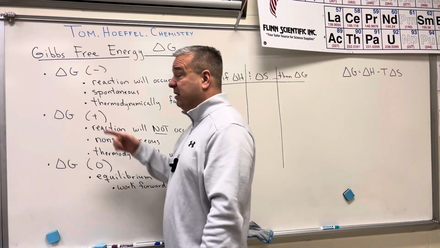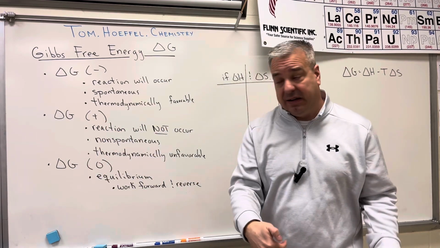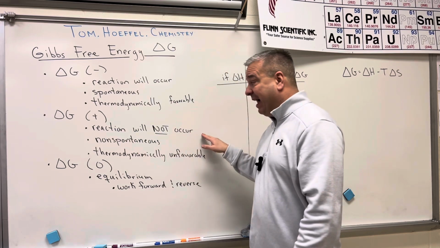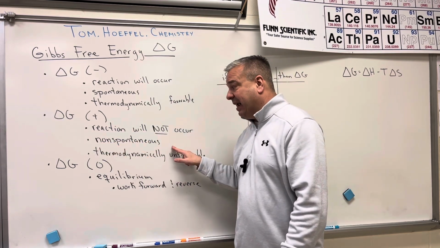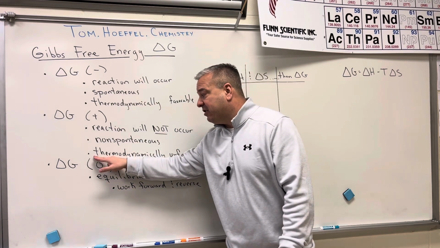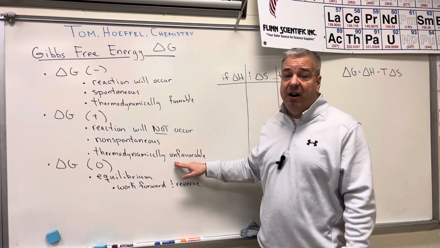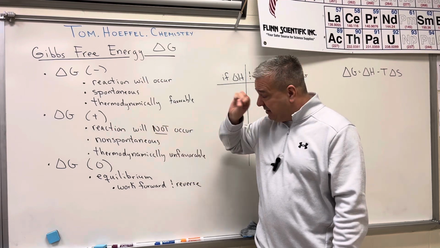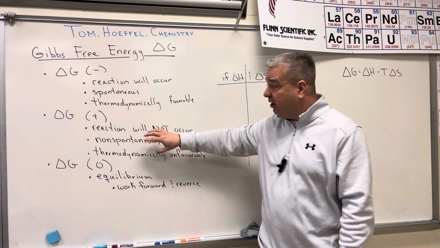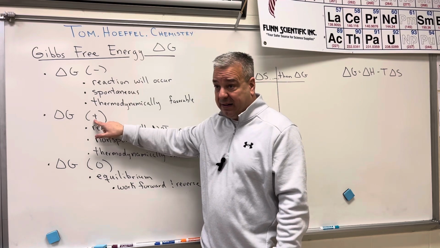Now, if delta G is positive, it's the exact opposite. That means the reaction will not occur, and therefore we're going to use the vocabulary word non-spontaneous, or say that the reaction is thermodynamically unfavorable. Those three things all mean the same thing. Basically, the reaction does not occur when delta G is positive.